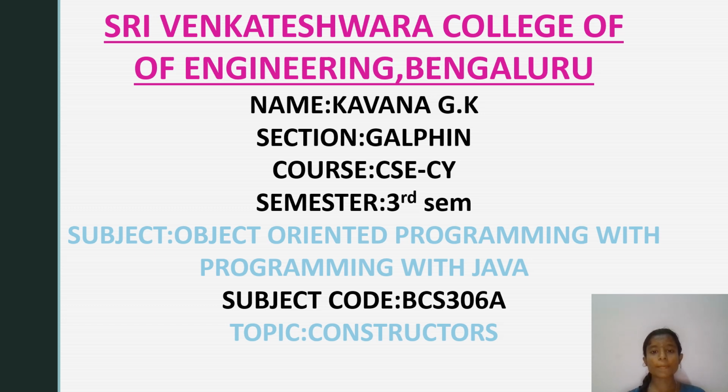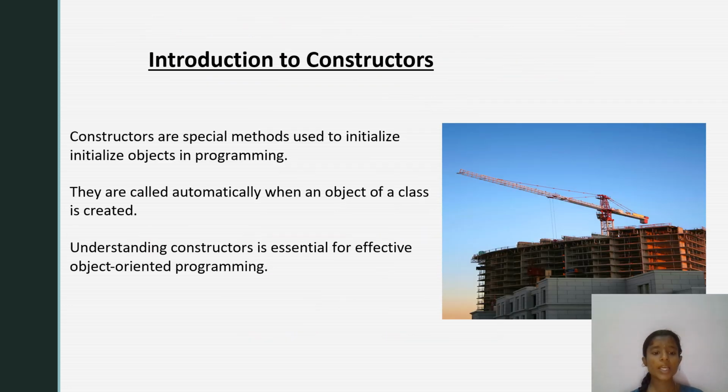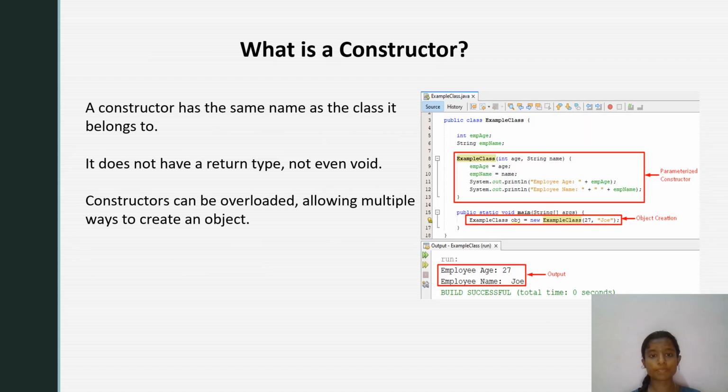Today I am going to present the topic Constructors in Object-Oriented Programming with Java. Introduction to constructors. Constructors are special methods used to initialize objects in a programming language. They are called automatically when an object of a class is created. Understanding constructors is essential for effective object-oriented programming.